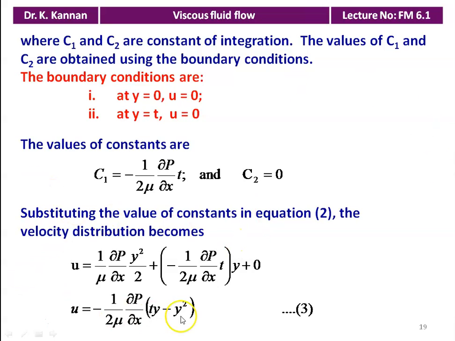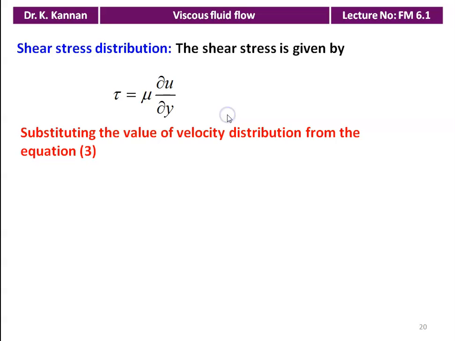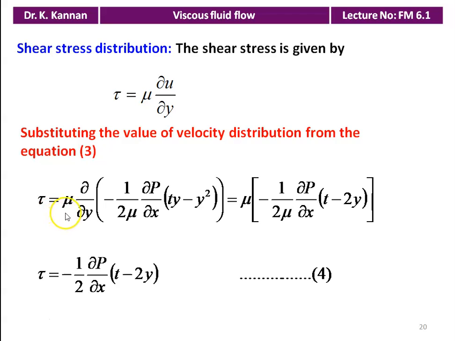Now we can find out the velocity for different values of y. Calculating the velocity and the shear stress distribution, similarly the shear stress tau equals mu into dou u by dou y. Substituting the value of velocity distribution from equation 3, shear stress equals mu into dou by dou y of u, which is minus 1 by 2 mu dou p by dou x into ty minus y square, and this is mu into minus 1 by 2 mu dou p by dou x t into t minus 2y. Rearranging, shear stress equals minus 1 by 2 dou p by dou x into t minus 2y, which is equation number 4.